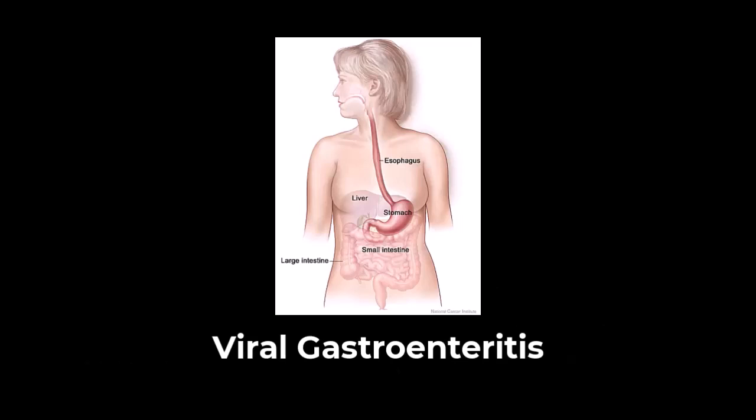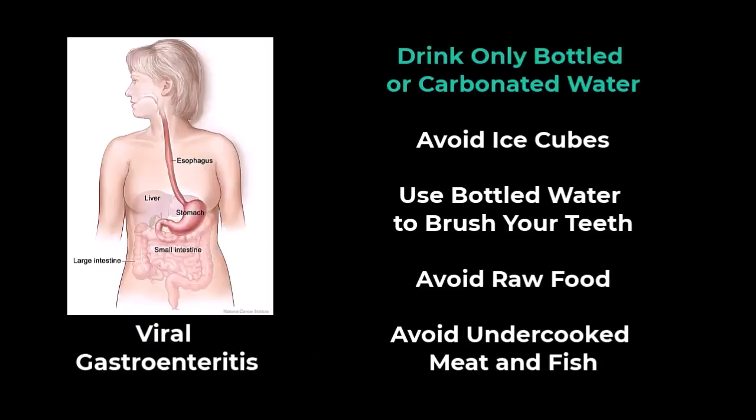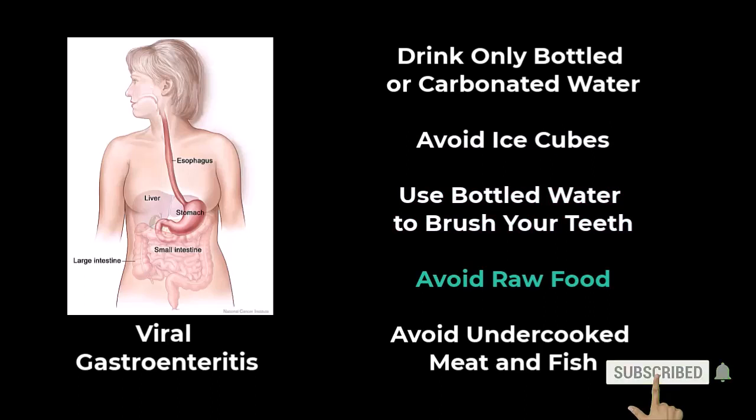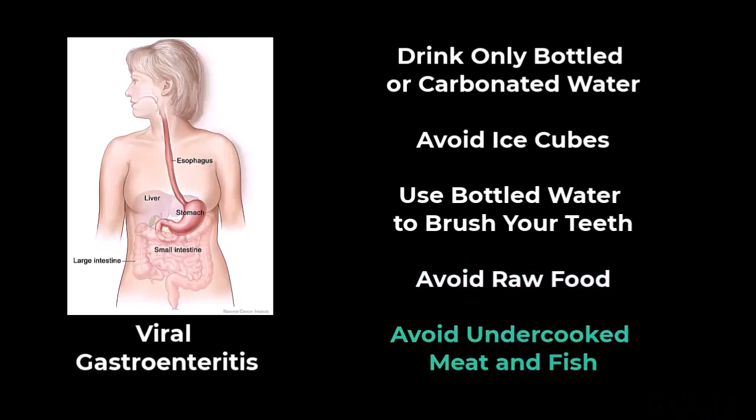When you're traveling in other countries, you can become sick from contaminated food or water. You may be able to reduce your risk by following these tips. Drink only well-sealed bottled or carbonated water. Avoid ice cubes because they may be made from contaminated water. Use bottled water to brush your teeth. Avoid raw food, including peeled fruits, raw vegetables, and salads that have been touched by human hands. And avoid undercooked meat and fish.